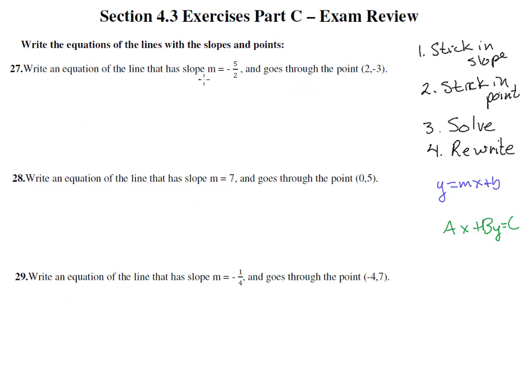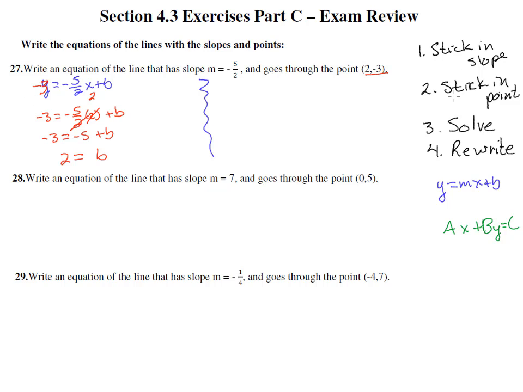On to number 27. Write an equation of the line that has slope equals negative 5/2. So we stick that in, y equals negative 5/2 x plus b, and it goes through the point 2, negative 3. Let's stick that in, 2 right there, and negative 3 over there. So now we solve. Negative 3 equals negative 5/2 times 2 plus b. Negative 5/2 times 2, those cancel, and we get negative 5. So we get negative 3 equals negative 5 plus b. b equals, add 5 to both sides, and we get 2.